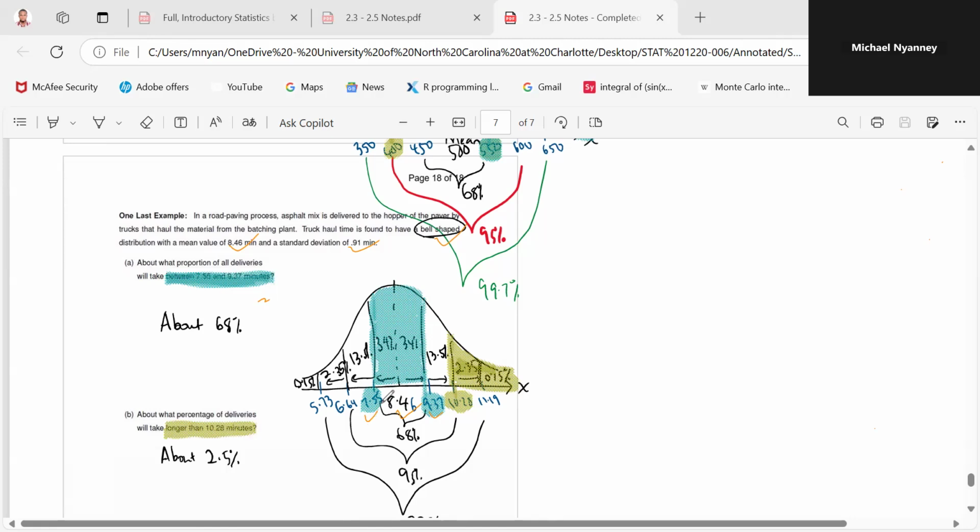But what interval do you want? You want 7.56. Realize that if you go one standard deviation, you get to this point below, and one standard deviation above, you get to this point. So we have 68% of our data set between this interval by the empirical rule.